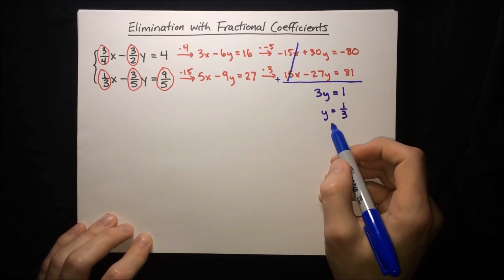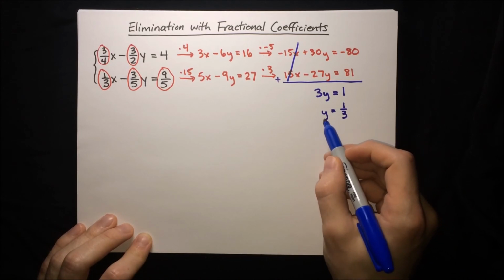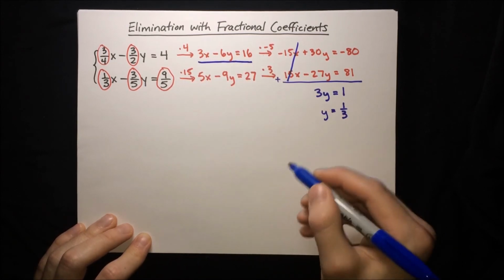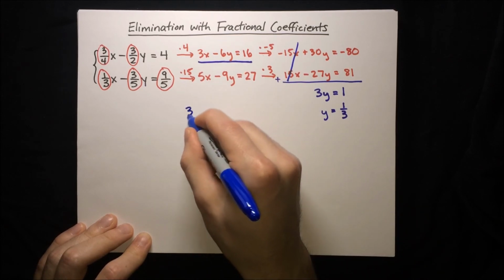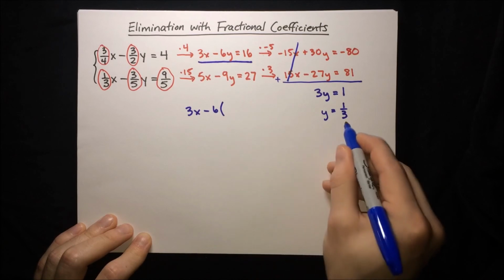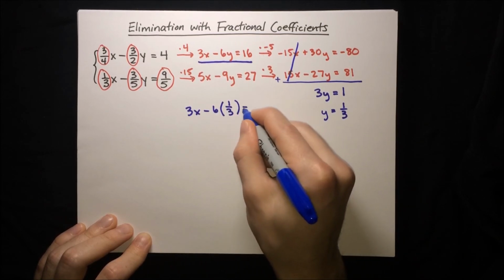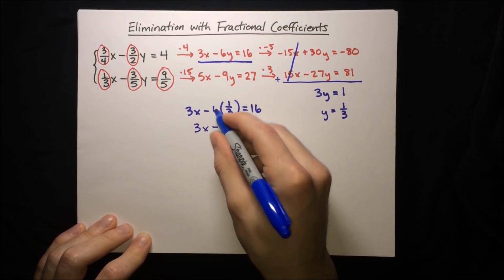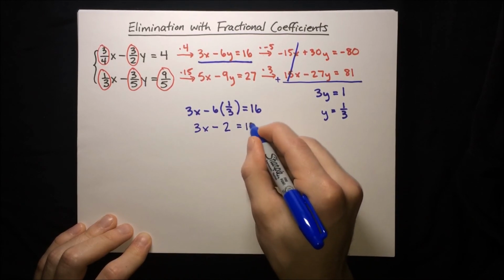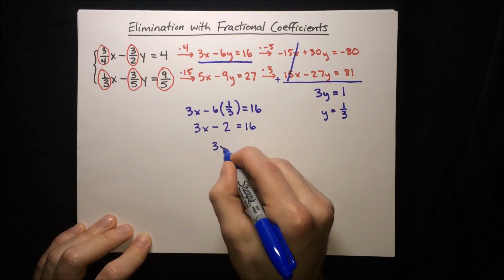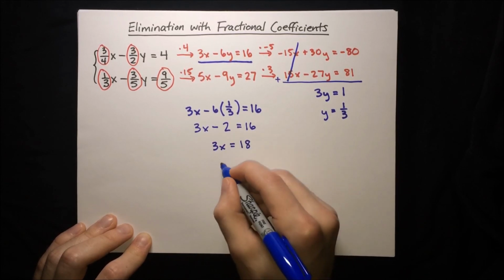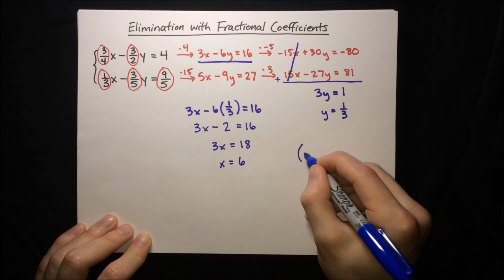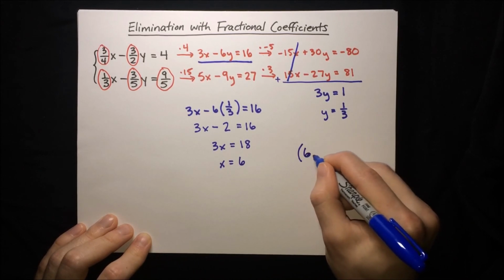Okay, so now it just remains to figure out what x is, and let's go ahead and substitute this y equals 1/3 into one of these equations. How about this one again? This one looks the simplest. So let's do 3x minus 6 times y, which is 1/3, equals 16. So just computing this, we've got 3x minus 6 divided by 3 is 2. That equals 16. So adding 2 to both sides, we get 3x equals 18. So x equals 18 divided by 3, which is 6. And then there's our solution. X is 6 and y is 1/3.